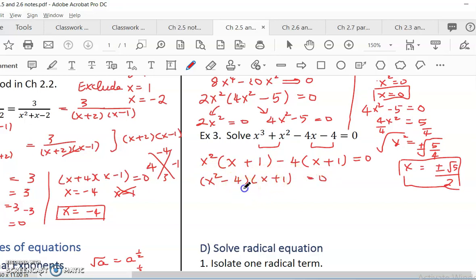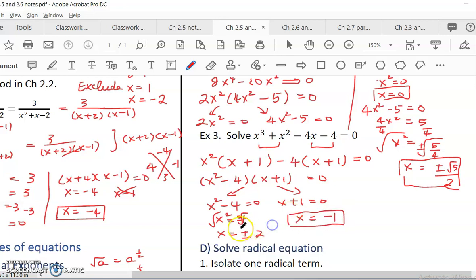Now this is a factor, so I can split into 2. x squared minus 4 equal to 0. x squared is equal to 4. x is equal to plus and minus 2 because I do square root, plus and minus. This would be x plus 1 equal to 0. So you see how good it is for factoring. x equal to negative 1. So again, I have 3 answers.